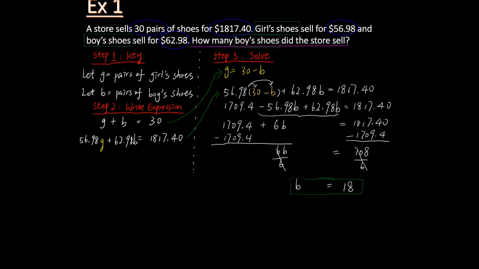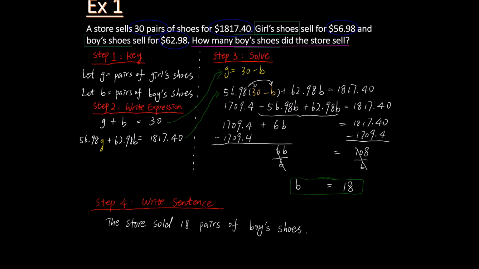For the word problem, we need a last step. Write an English sentence to interpret our solution. We can write, the store sold 18 pairs of boys' shoes. That's it for example 1.